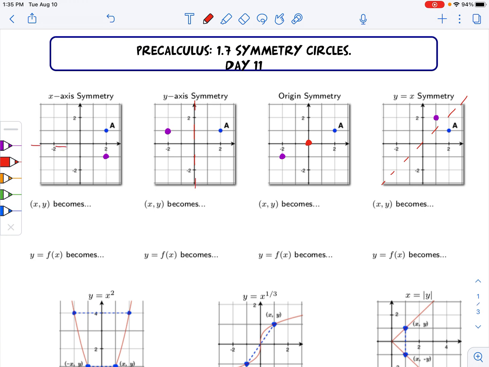If you want to look at it based on the equation, x, y, so point A will now become the same x value, but the y value is negative. It used to be the point 2, 1. Now the new purple point is 2, negative 1. Just the y's change. If your y-axis is symmetric, notice the x's change, but the y's stay the same. The y value is still 1 for both of those points. For origin symmetry, notice both will change.